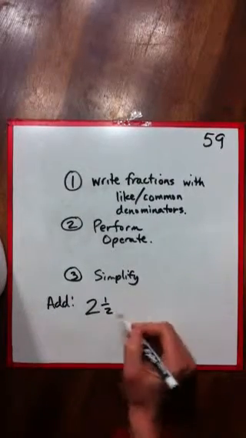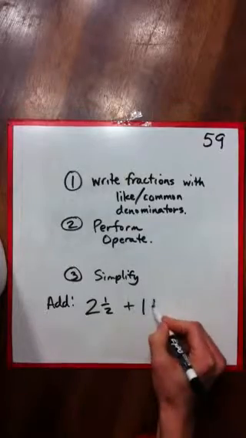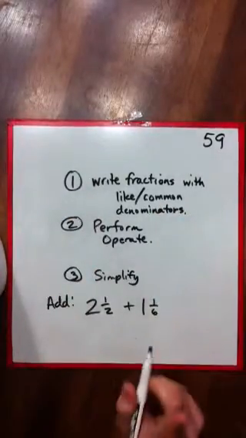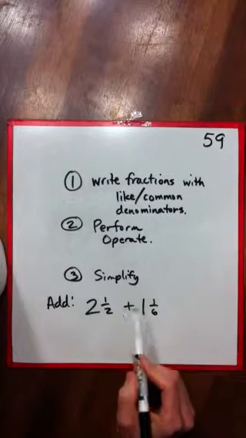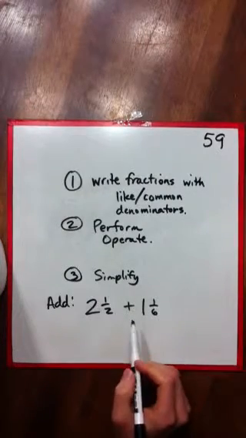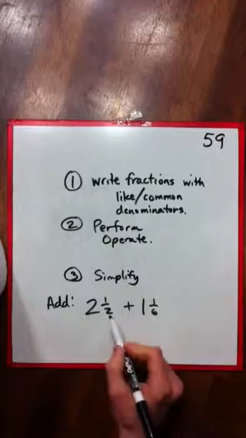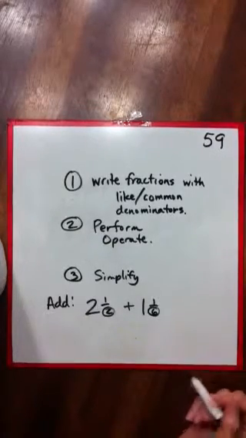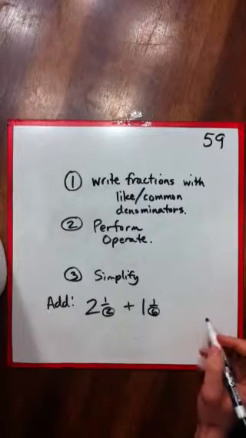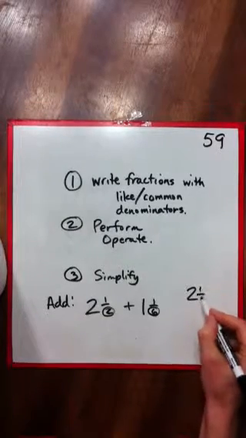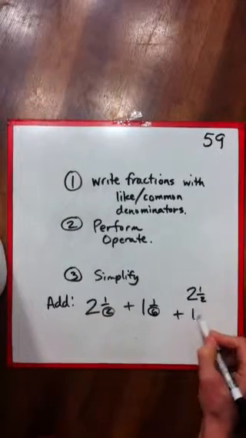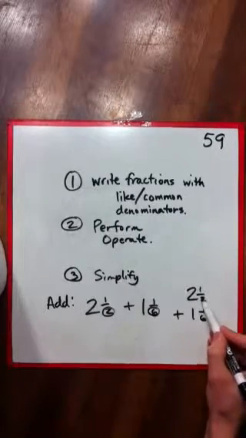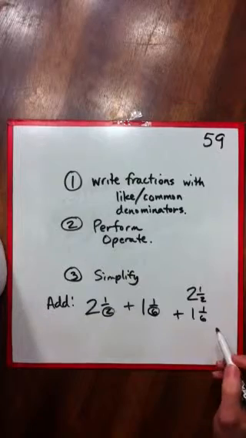All right, so the first one says to add 2 1/2 plus 1 1/6. Okay, so following our steps, our very first step is to make our denominators like or common denominators. So as you can see, 2 and 6 are not common. They are not the same. They are not like. Okay, so I'm going to set this up vertically so that I can see it better and do it mathematically. Okay, so I want to change these denominators to be the same.